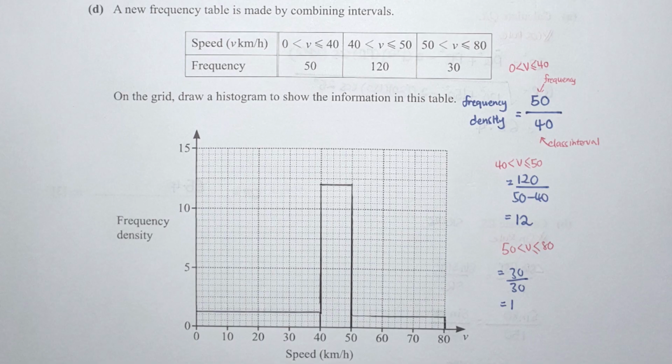As for part D, okay, construct the histogram to show the information in this table. So for frequency density, okay, it is actually the height. So good things about this question here is that they didn't give you additional information, like one of the interval after the frequency density calculation, it is X centimeters. So they didn't give you that.